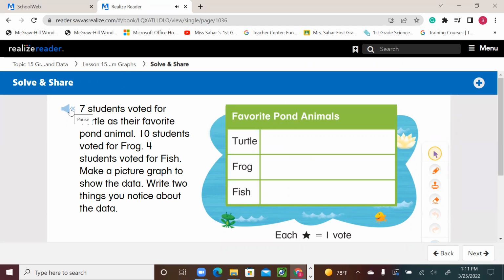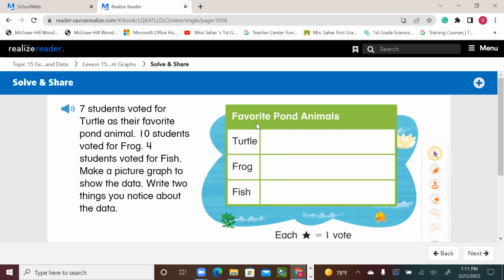7 students voted for turtle as their favorite pond animal. 10 students voted for frog. 4 students voted for fish. Make a picture graph to show the data. Write 2 things you notice about the data.